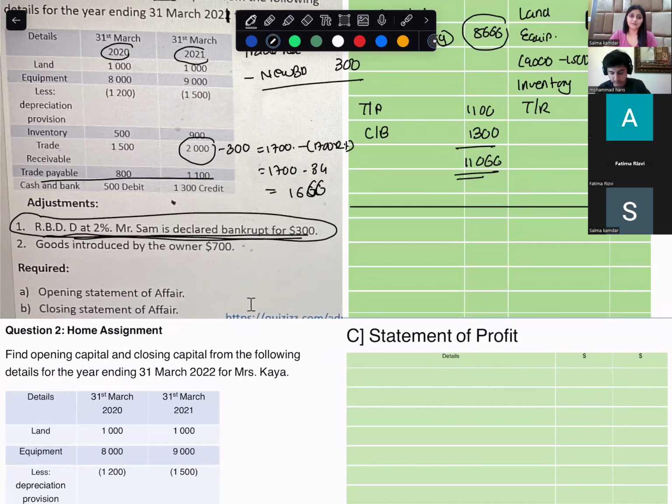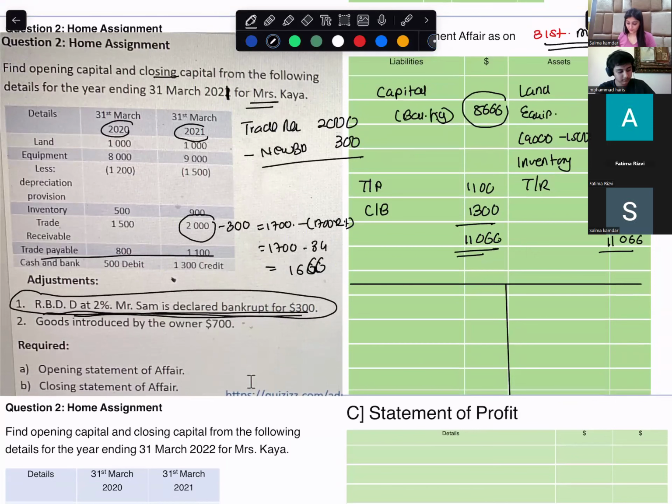Just 1 minute. So it is 11,066 minus 2,400, which is 8,666. Miss, what about the 700, the additional capital? Why will you do it over here? Additional capital will be in the closing one. It will come in the capital account.